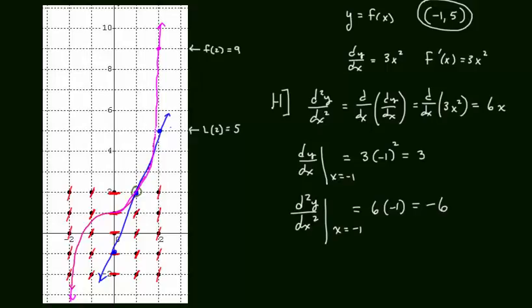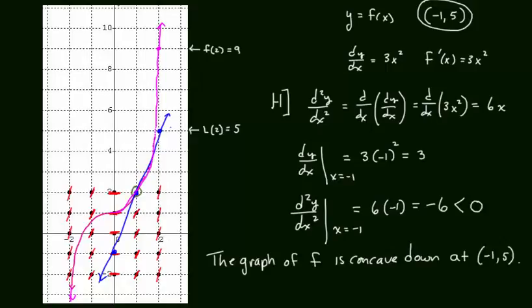So why is that value important? The -6? Well, that's certainly less than 0, and if you recall, that's an indication of the concavity of the solution curve at the point (-1, 5). So we're going to say that the graph of f, with again the condition going through (-1, 5), is concave down at that point, (-1, 5).